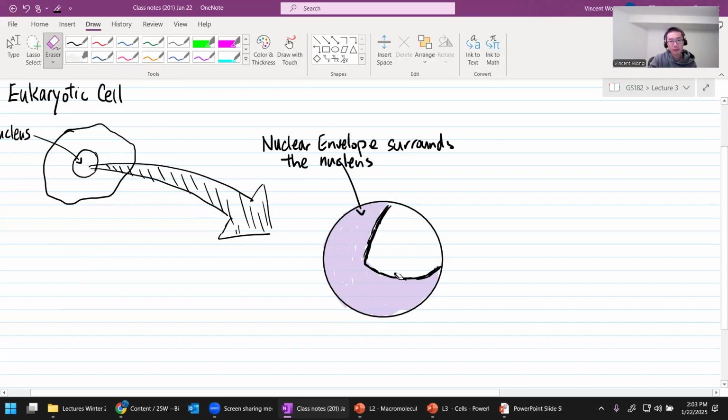Okay. It's supposed to cover the whole thing, but remember, I cut it open for you to see the inside. That's why I didn't cover the whole thing. Right? It covers the nucleus. And it's important to cover the nucleus, obviously, because that's where you keep your genetic materials. You don't want it to be leaking all over the place, for example.